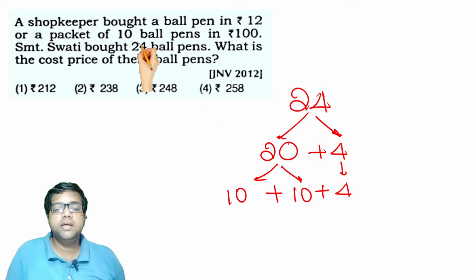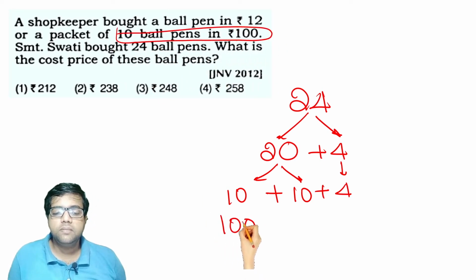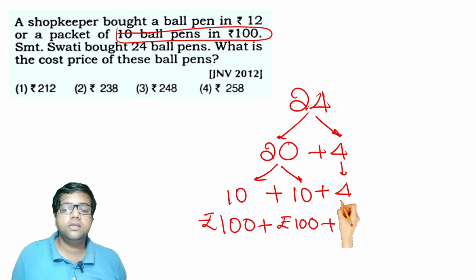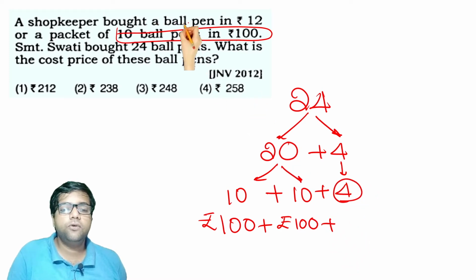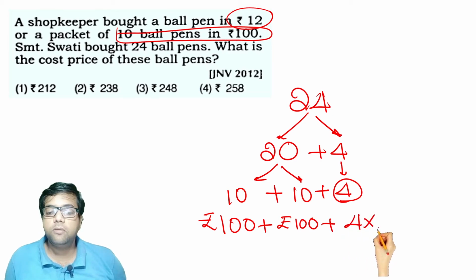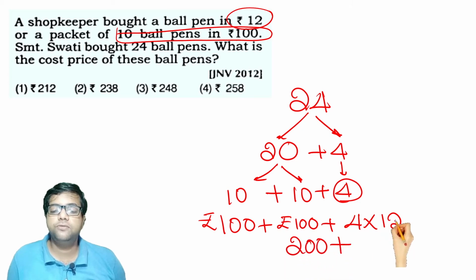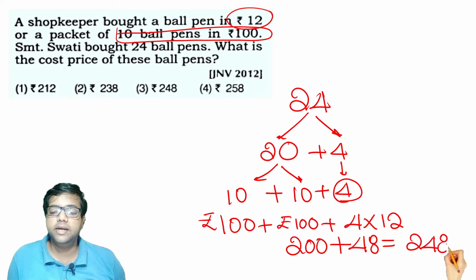For 10 ball pens, how much is he paying? He's paying 100 rupees. Let me write 100 rupees here, plus another 100 rupees here. What is the cost for 4 ball pens? For each ball pen he has to pay 12 rupees, so for 4 ball pens he has to pay 4 into 12 rupees. So 100 plus 100 is 200, plus 4 into 12 is 48.